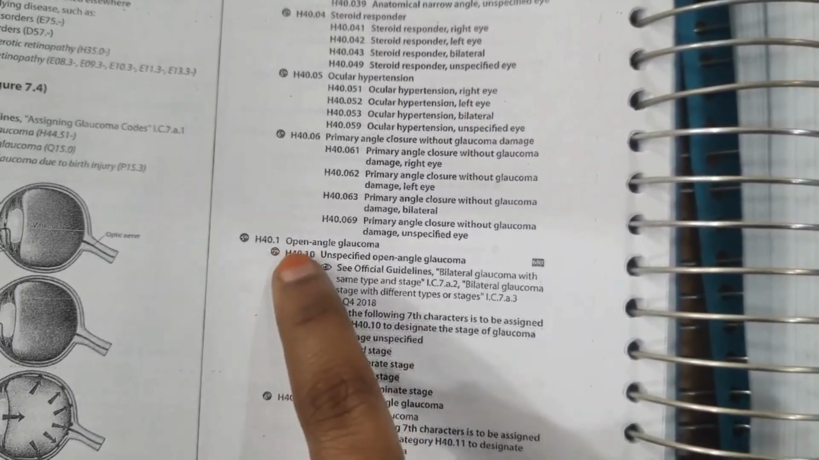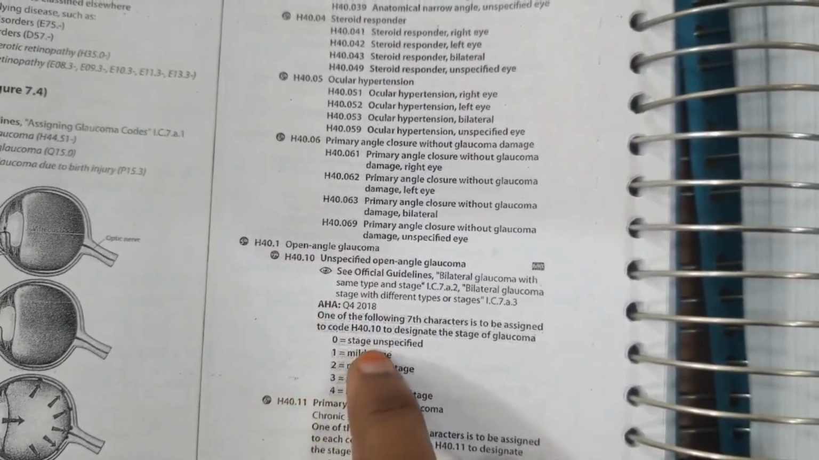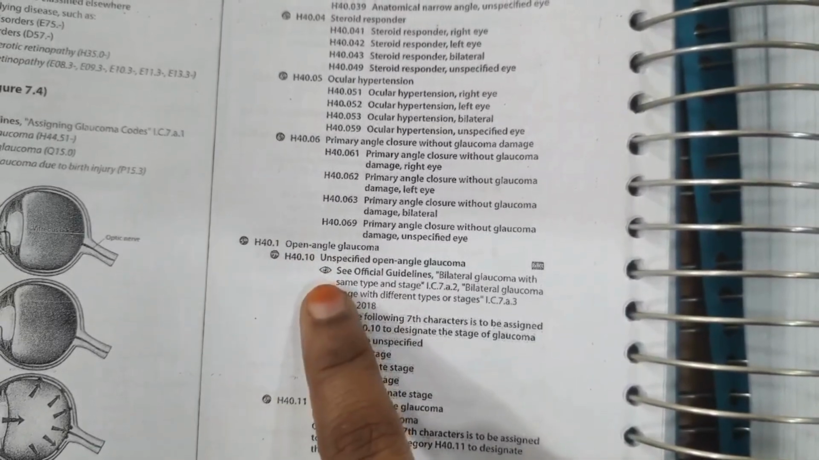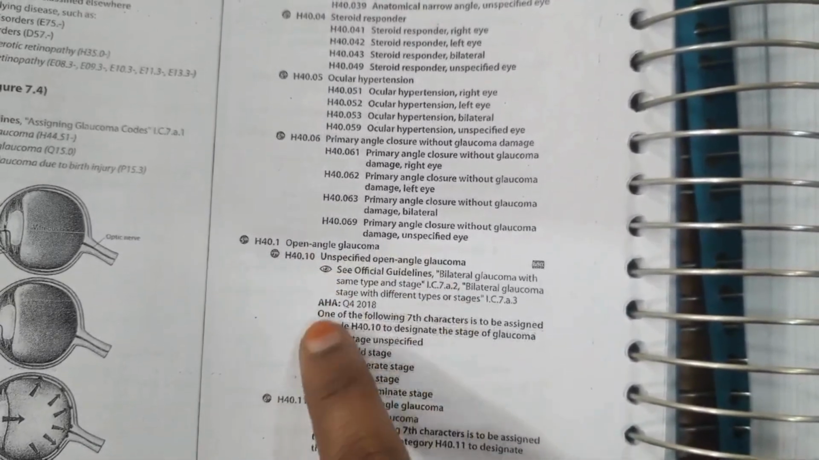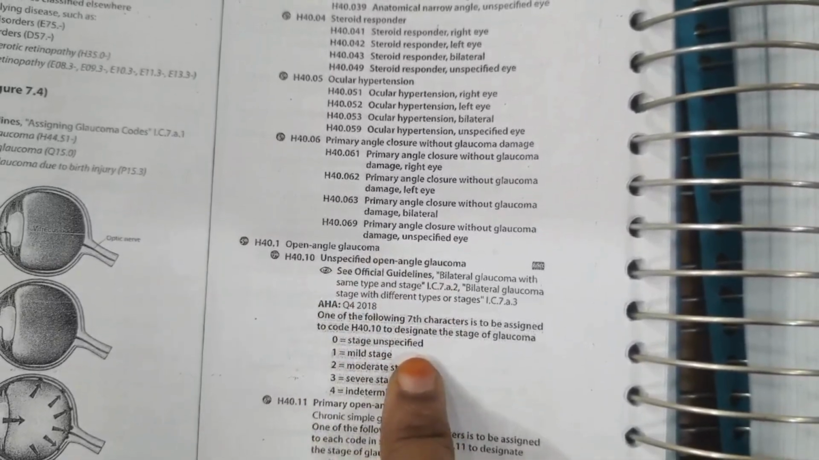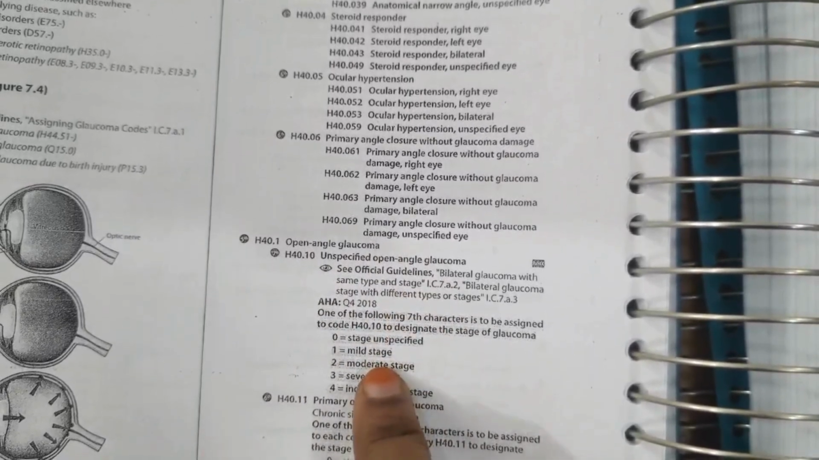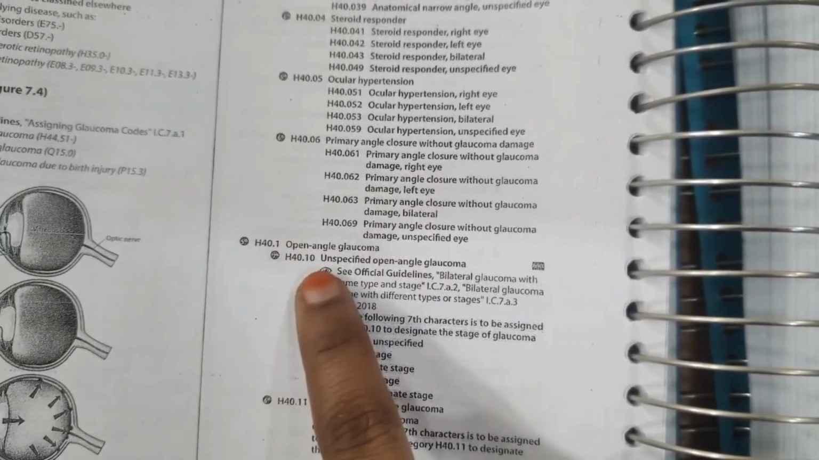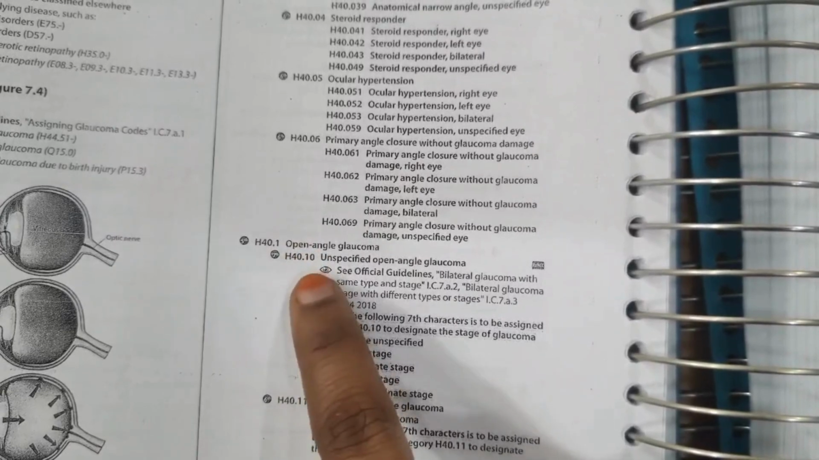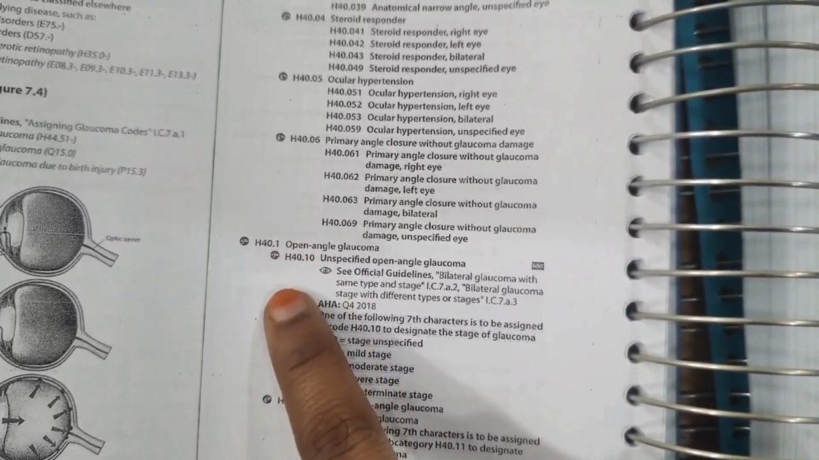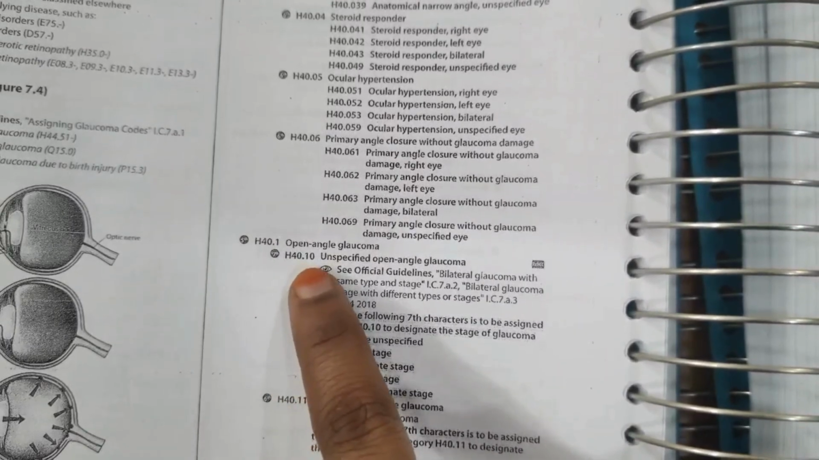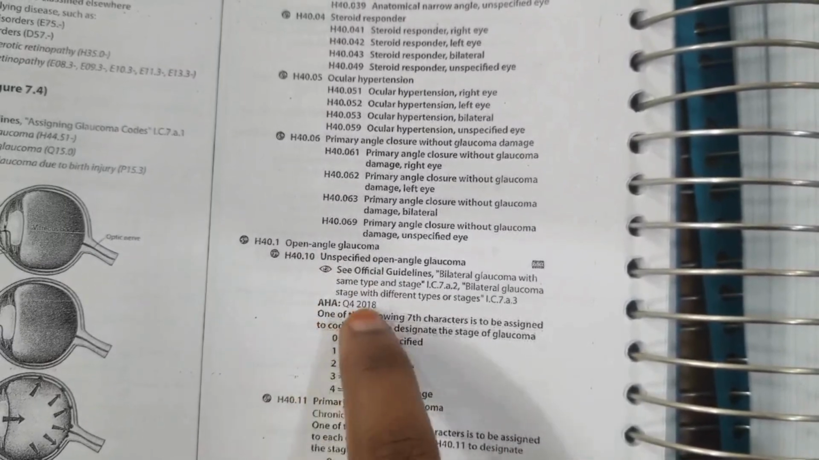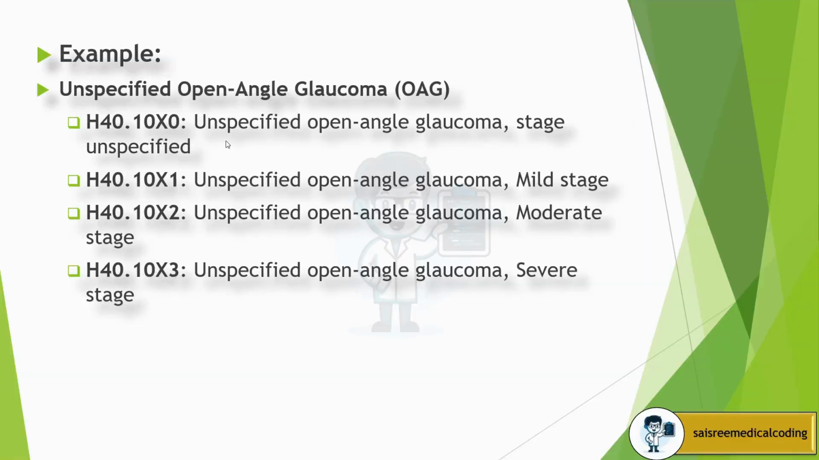So we got 5 characters, and we got the 7th character also, but 1 character is missing here, that is nothing but the 6th character. Do we have any 6th term or 6th specification code for this? No, we are not having the 6th specification. So in the 6th character, I will be placing X. So I'll be completing the code as H40.10X0. So this is how I'll be completing the code.